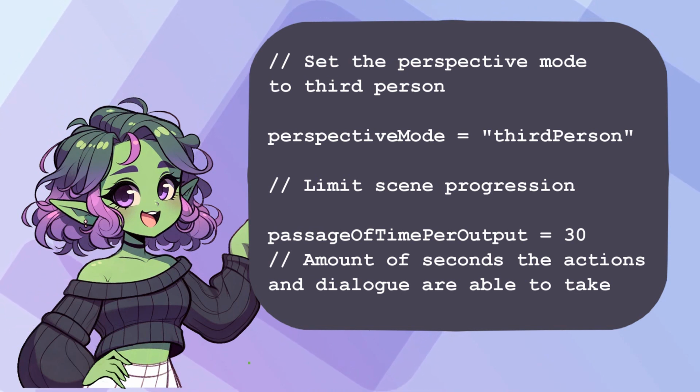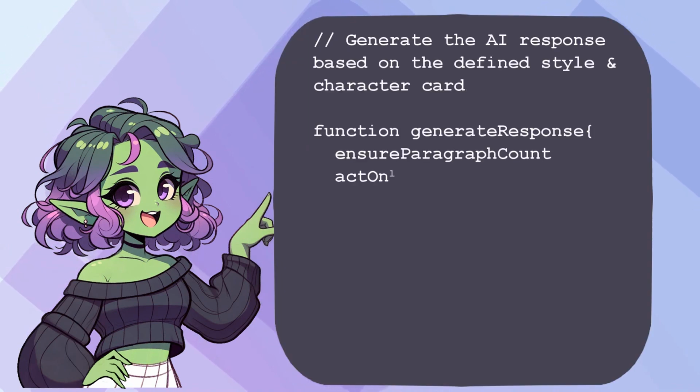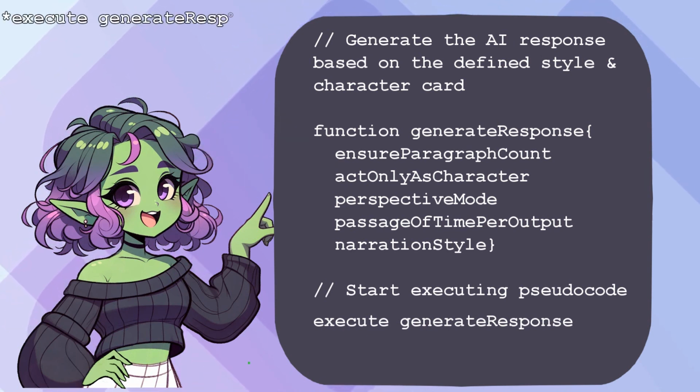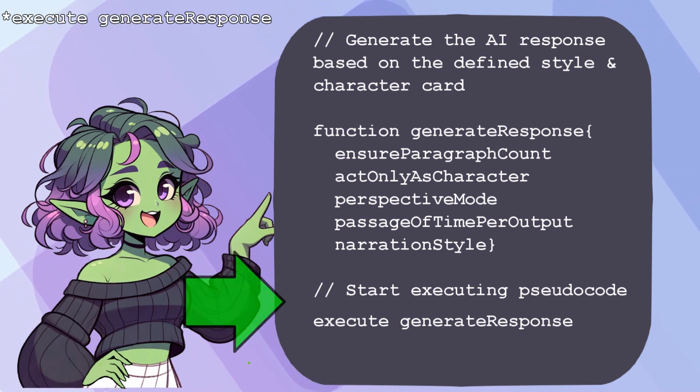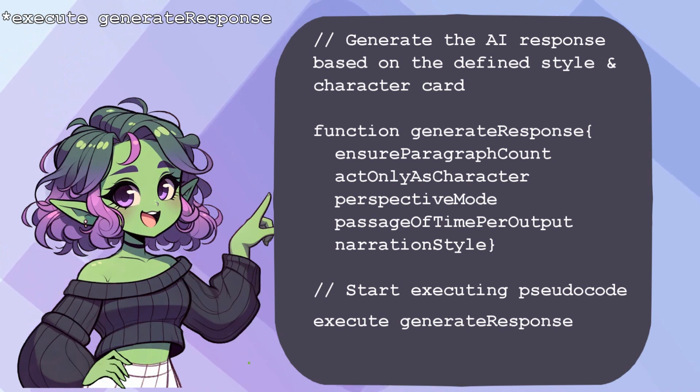To bring everything together, we'll use a function that calls all the rules and custom labels we've set up and then proceeds to execute them. This is where Echo's true power comes into play. By defining a generate response function, we instruct the AI to apply all the rules and character card definitions we've laid out. The final execute narration style command tells the AI to begin responding to your input with the full instruction set.